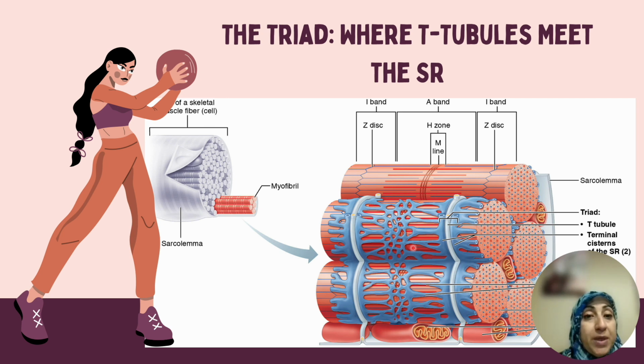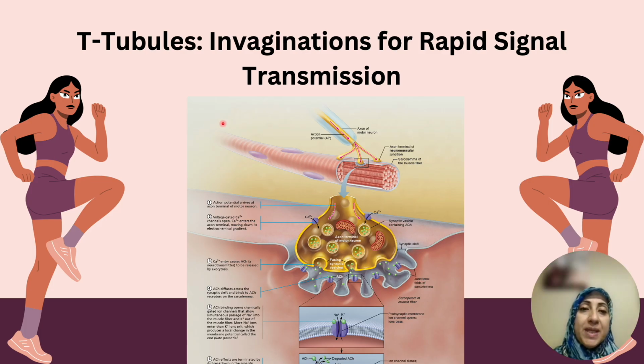This triad is important for the rapid transmission of electrical impulses from the sarcolemma to the SR, ensuring synchronized muscle contraction. T-tubules conduct electrical impulses from the surface of the muscle fiber deep into the cell. This ensures the signal to contract reaches all parts of the muscle fiber simultaneously.